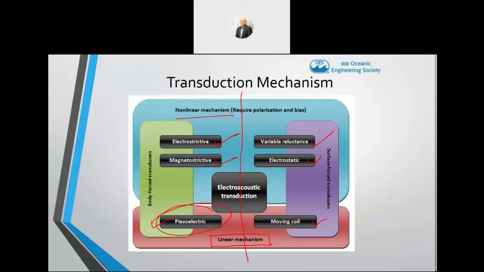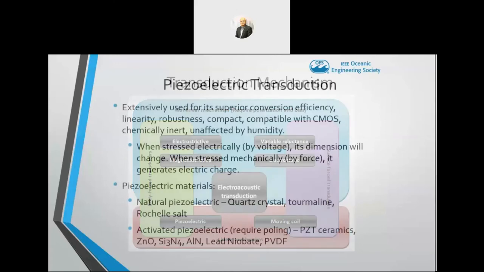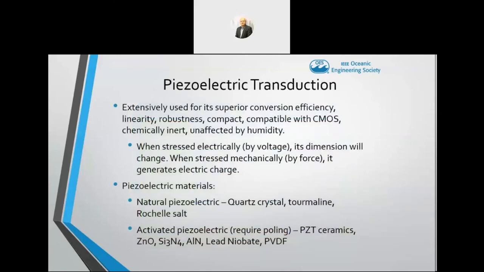Piezoelectrics is a very versatile transduction mechanism, and the materials have been discovered for many years. In this part, let's talk about the piezoelectric transduction mechanism. It is extensively used for its superior conversion efficiency, of course. It is not perfectly linear, but it can be considered linear. It also has robustness compared to other mechanisms such as a moving coil. When you have a coil, it becomes very sensitive and less robust.